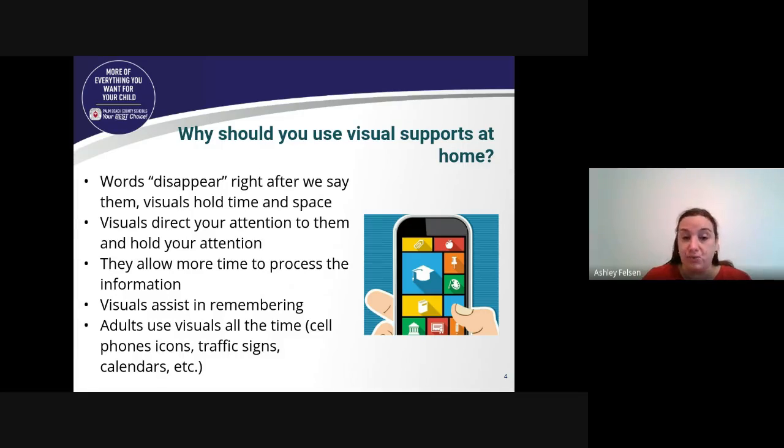They also allow more time to process the information, because if they forgot something that you said, but if it's written, they can remember. And if you think about it, we as adults use visuals all the time on our cell phones, icons. We have pictures that we know have specific meanings. We use visuals with traffic signs, our calendars. So it's no different that our children need to use them as well.